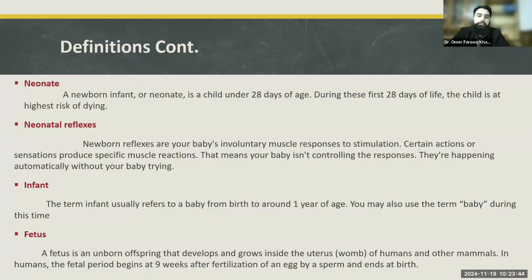So infant is the term used for a baby under 1 year of age. The term infant usually refers to a baby from birth to around 1 year of age. You may also use the term baby during this time.